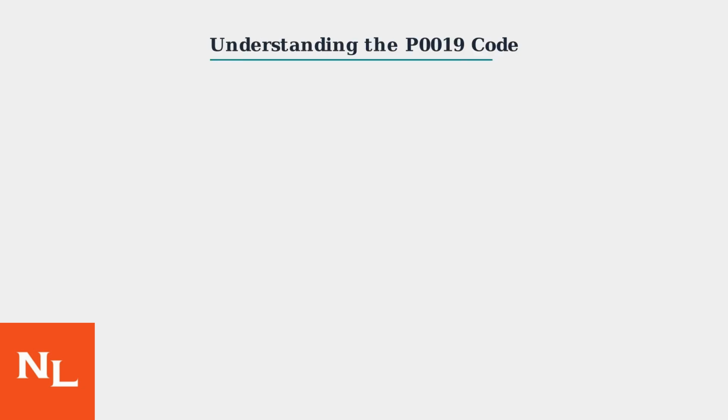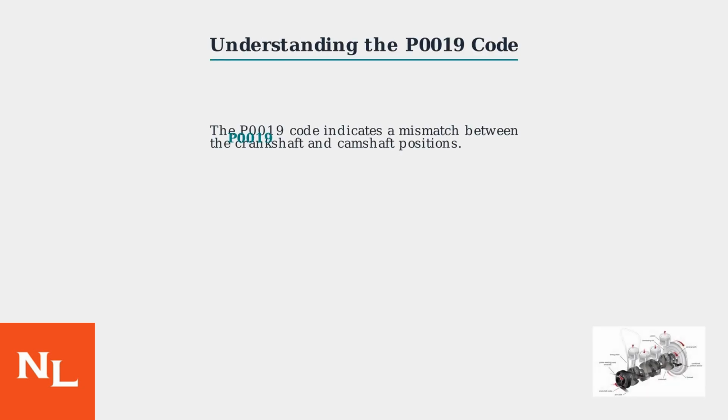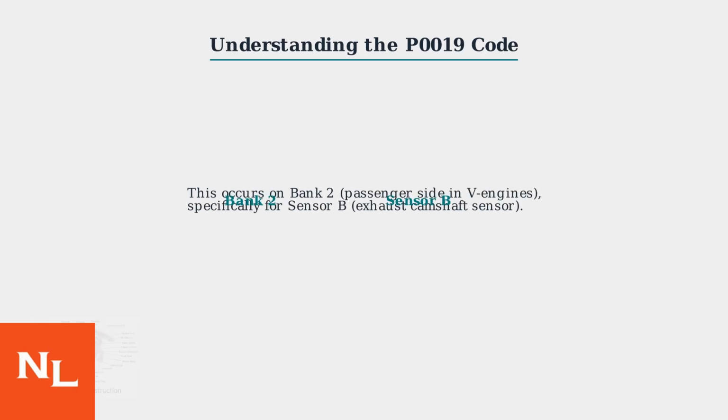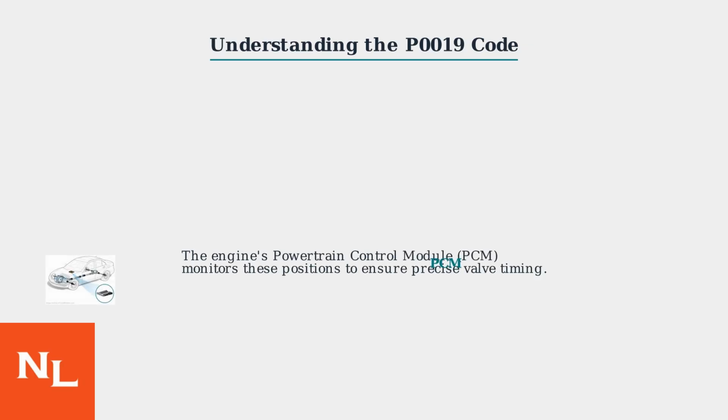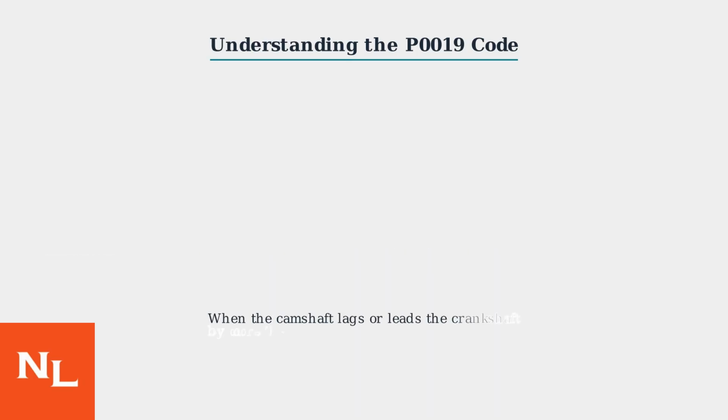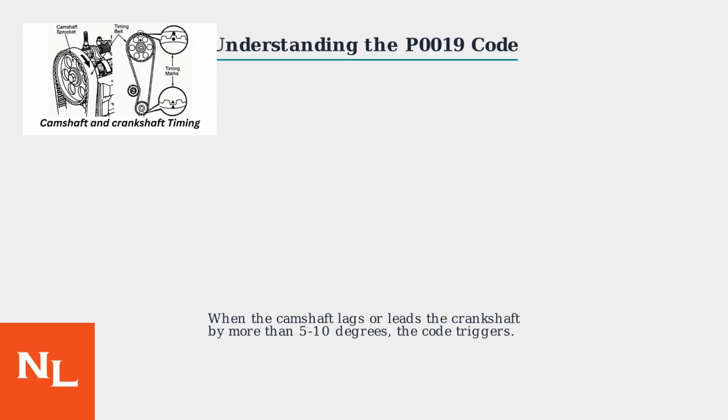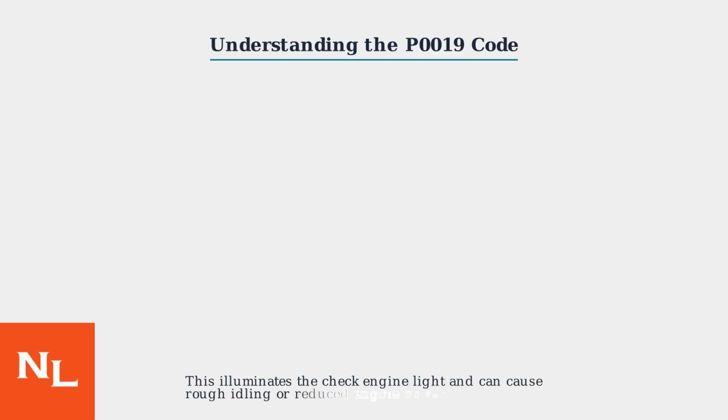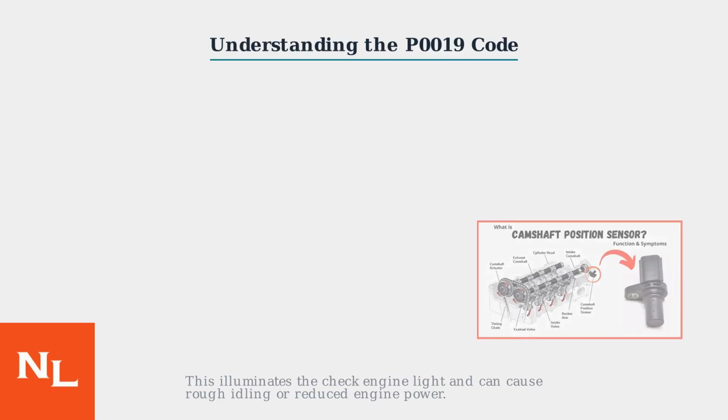The P0019 code indicates a mismatch between the crankshaft and camshaft positions on bank 2, typically the passenger side in V configurations, specifically for sensor B, which is often the exhaust camshaft sensor. This mismatch is detected by the engine's powertrain control module, which monitors these positions to ensure precise valve timing for optimal engine performance. When the camshaft position lags or leads the crankshaft by more than a specified threshold, such as 5 to 10 degrees, the P0019 code is triggered. This illuminates the check engine light and can lead to rough idling or reduced engine power.